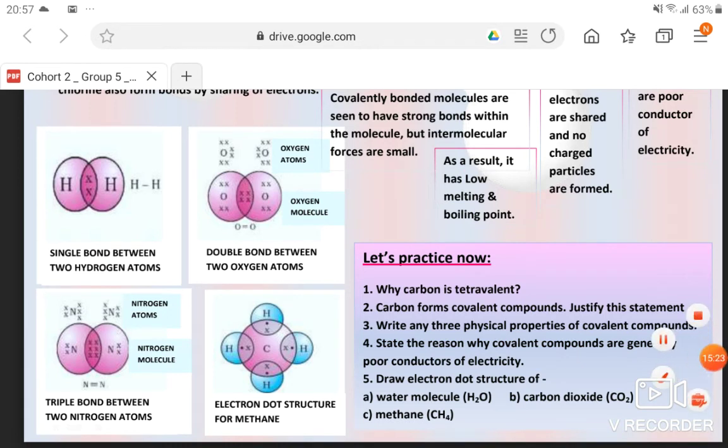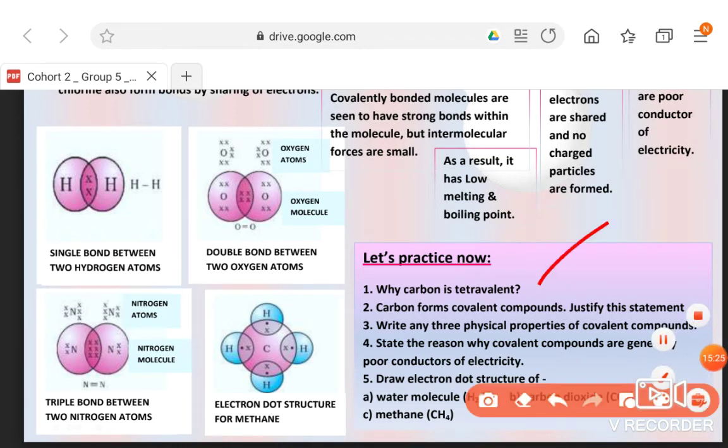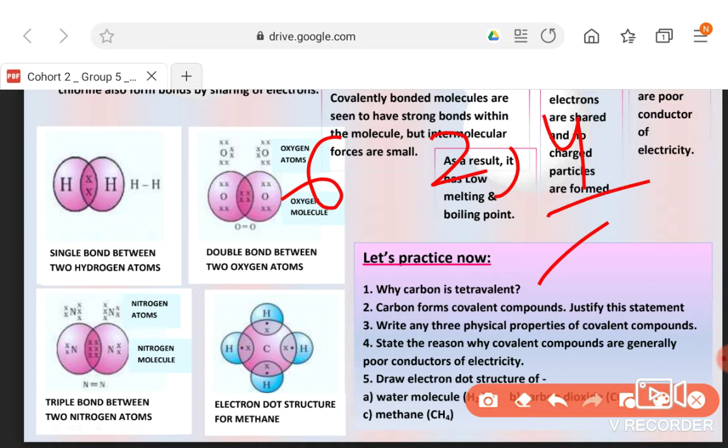Now come to questions. Why is carbon tetravalent? As carbon's atomic number is 6, it contains 4 electrons in the outermost shell, and it requires 4 electrons to complete its octet. So carbon is tetravalent.